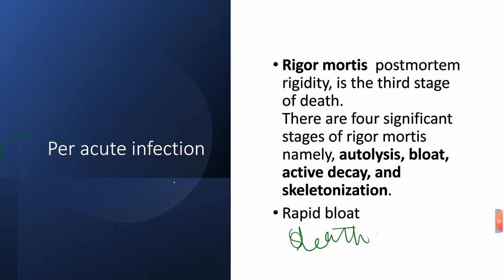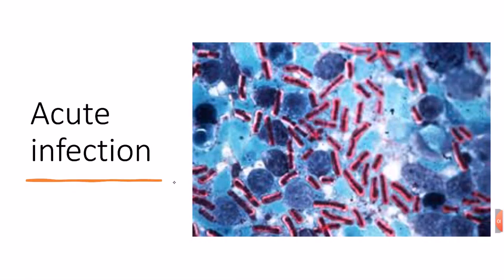On the other hand, bloody discharge from the body's natural orifices as well, and incomplete rigor mortis. If you want to understand what rigor mortis is, you can study it over here, right? Rapid bloat as well; the animal can acquire bloat. In the case of acute infection, there is fever, anorexia, muscle tremor, dyspnea, abortion, bleeding from orifices, and hemorrhage. These are normal in this case.